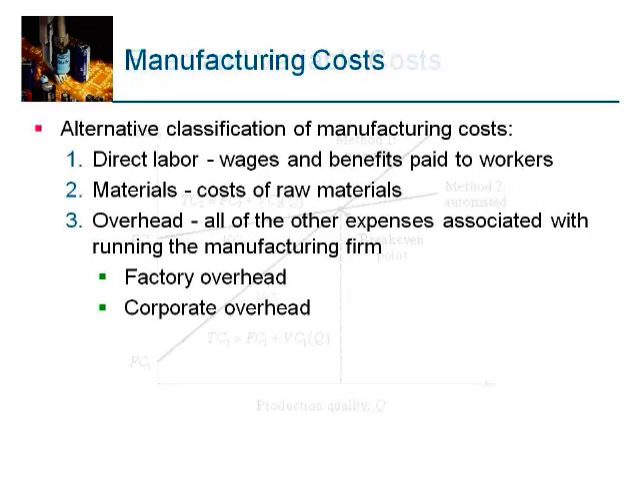Manufacturing costs. Alternative classification of manufacturing costs is as follows. Direct labor, wages and benefits paid to the workers; material, the cost of raw materials; overhead charges, all other expenses associated with the running of the manufacturing firm, factory overheads, corporate overheads, etc.